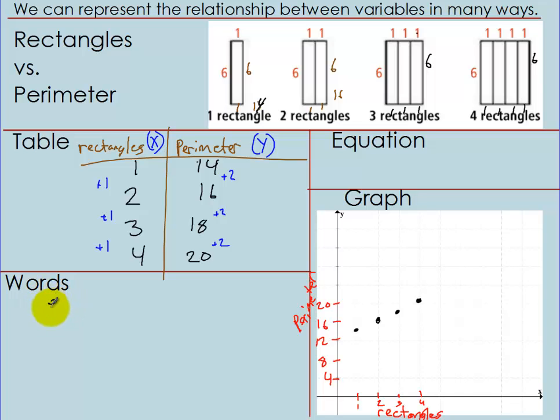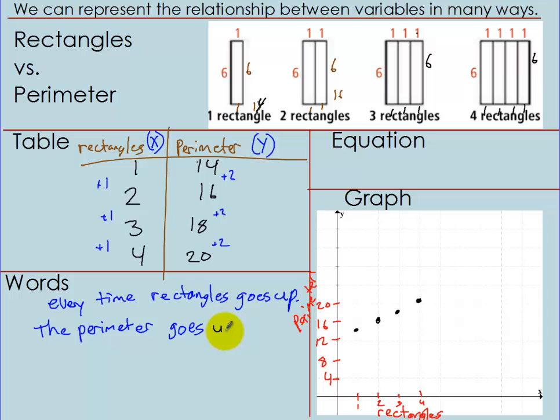So what I'm going to say is every time rectangles goes up, the perimeter goes up by 2. So every time the rectangle goes up by 1, the perimeter goes up by 2. So let's create an equation of that. The perimeters are y. Then our rectangles are going to be our x. It's going up by 2 every time. So y is going to be 2 times that x.